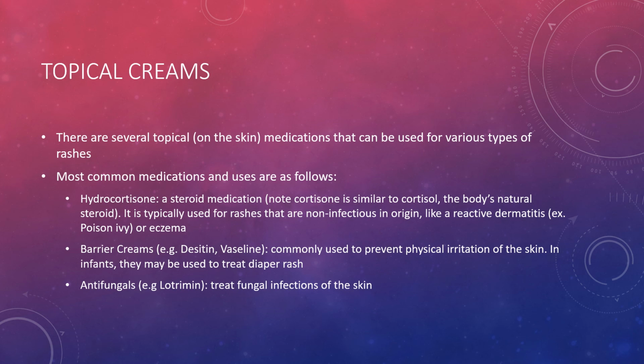So hydrocortisone, which is a steroid medication. Cortisone is similar to cortisol, the body's natural steroid. It is typically used for rashes that are non-infectious in origin. So things that are more related to an allergic reaction, like a reactive dermatitis or eczema. Barrier creams, things like Desitin or Vaseline, are commonly used to prevent physical irritation of the skin. So Desitin is often used as a diaper rash cream. Antifungals like Lotrimin treat fungal infections of the skin. So if anybody's ever had athlete's foot, this is what goes in and kills those little fungi.